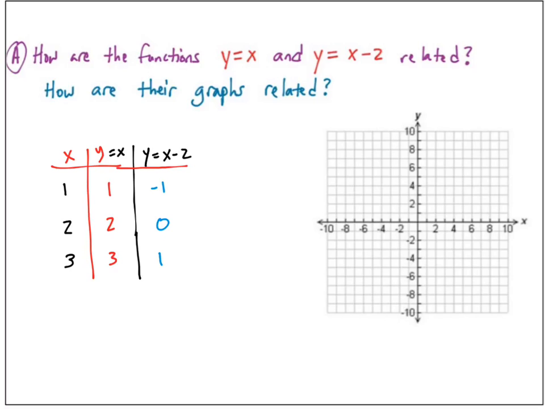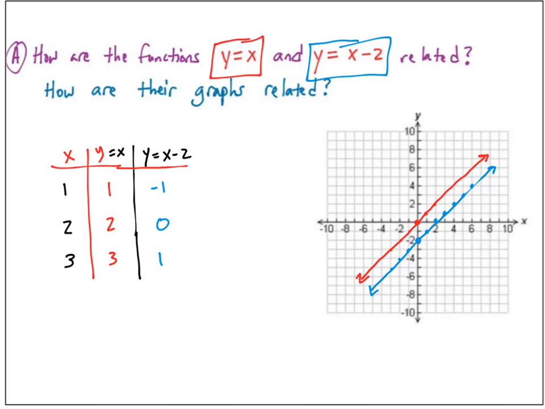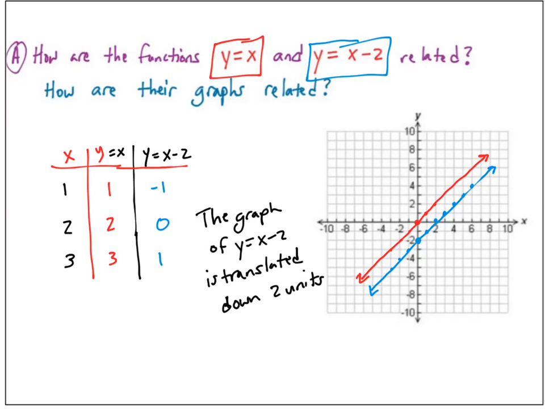And so then we can look at their graphs and see how they're related. So we'll go ahead and graph y equals x in red. Start at 0, 0. We'll apply our slope 1 over 1. And we'll do this till we have enough points. Then we're going to graph y equals x minus 2 in blue. Start at -2. Our slope is the same. And we should notice a difference here. We should notice that the graph of y equals x minus 2 is translated down 2 units. So because of the -2 at the end of the equation here, our graph for this particular function is translated down 2 units.